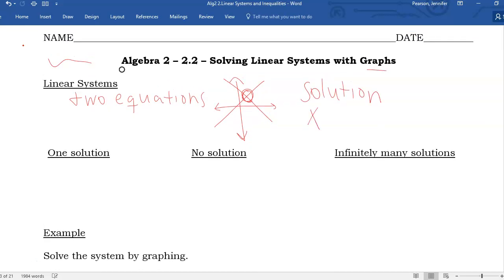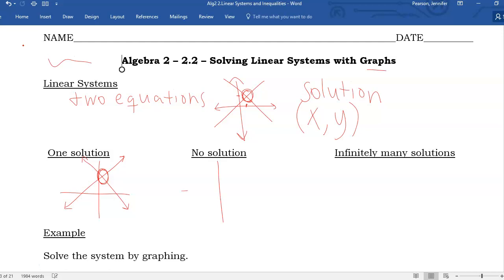Your solution is going to have an x answer and a y answer, because it's going to be an ordered pair where they cross on the x-axis and where they cross on the y-axis. So that's what one solution would look like. You'd have one line here, you'd have a second line here, and wherever they intersect, that is your solution.